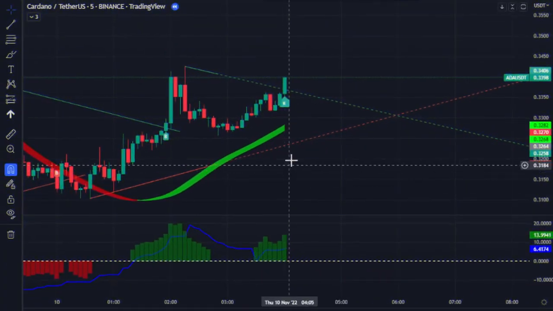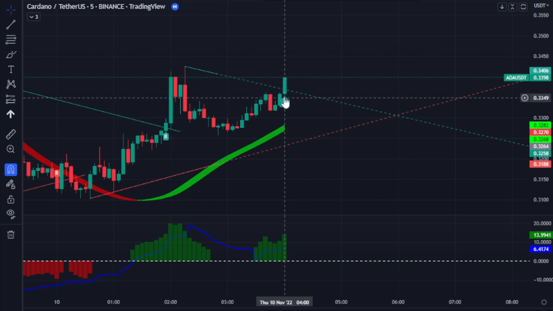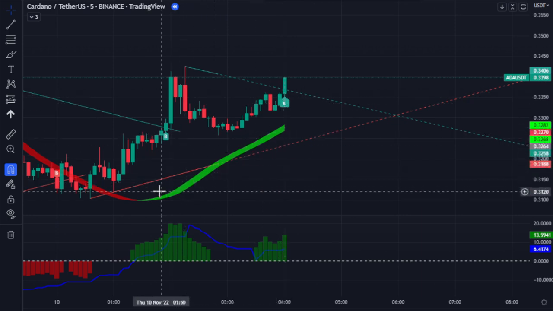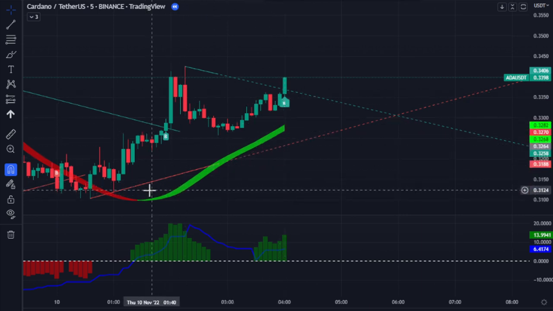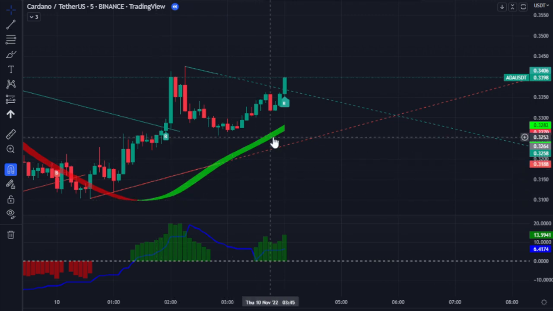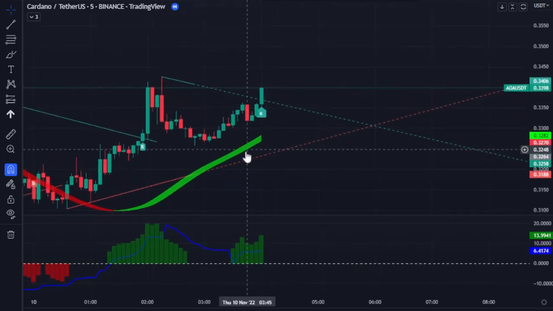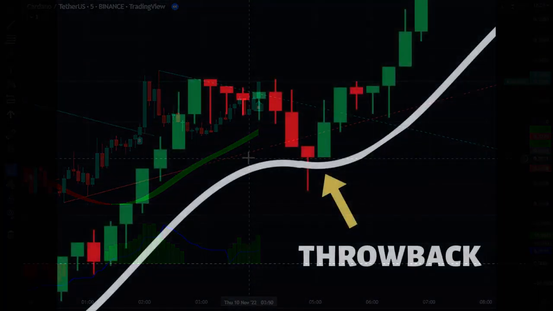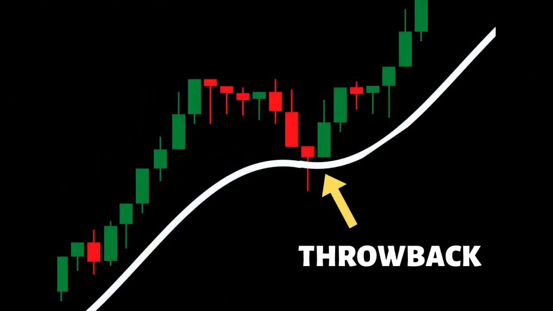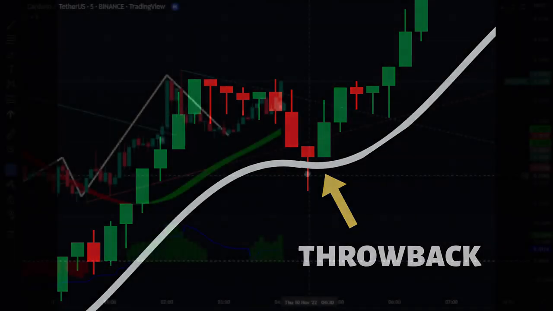Here is an example of a long trade. First we see that the whole suite is in green, this indicates that the market is controlled by buyers, and we also see a throwback on the candlestick chart. If you do not know what a throwback is, I will show you an image so you can understand it.